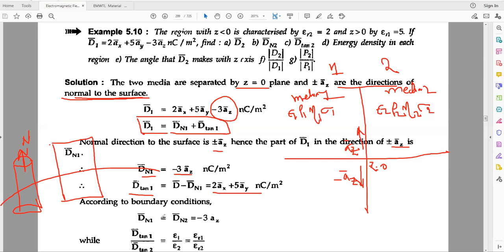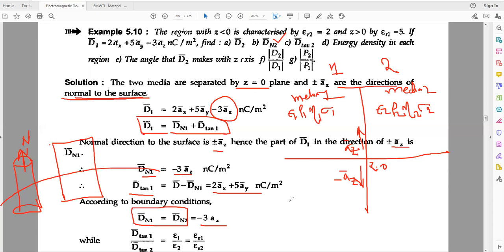According to the boundary conditions, Dn1 is equal to Dn2, and the two media are dielectric media. The normal components are both equal, so Dn1 is equal to Dn2. Already we know Dn1 is minus 3 AZ bar, and Dn2 is also minus 3 AZ bar. So we got Dn2. Got it, my students. So that is the first one.